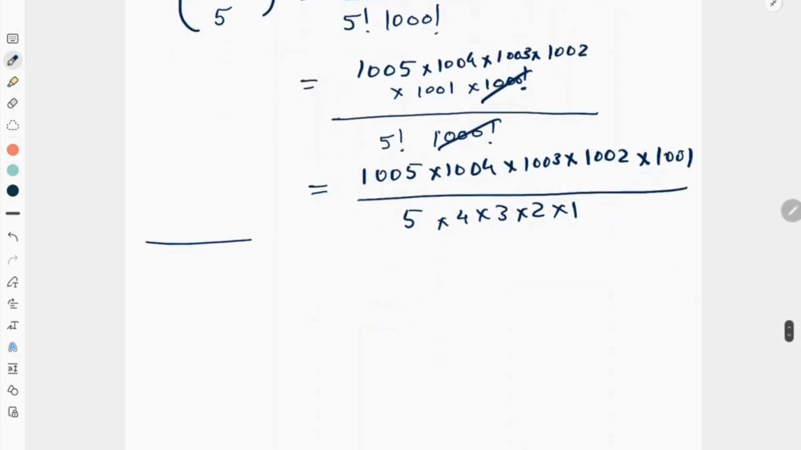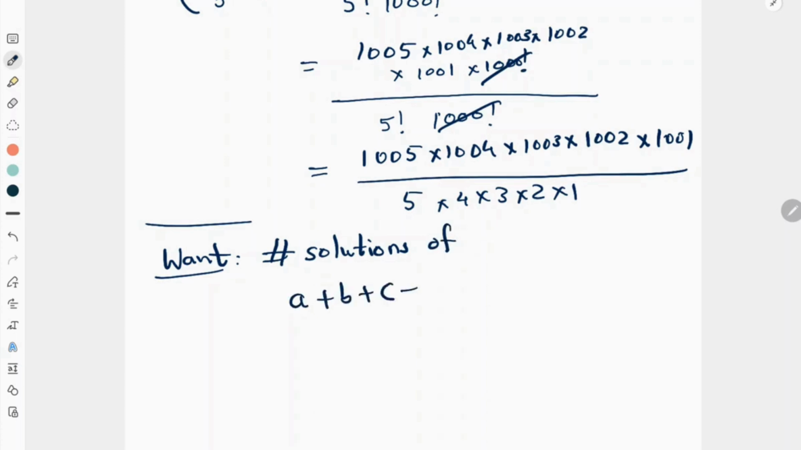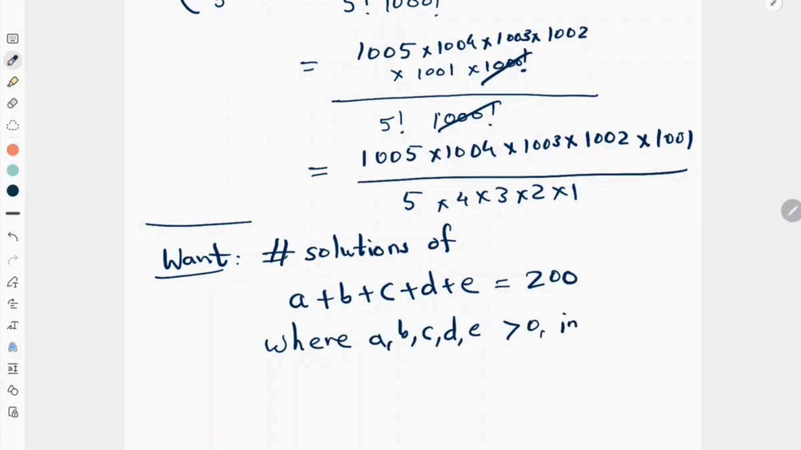So let's see if we can do this. I'm not going to solve it right now. Think about it. I want the number of solutions. Let's pick slightly bigger numbers so that brute force is not possible. Let's say a plus b plus c plus d plus e is equal to 200, where a, b, c, d, e are integers greater than 0. Think about this. You can solve it. Let us know in the comments, and then I'll discuss it maybe in a week or so.